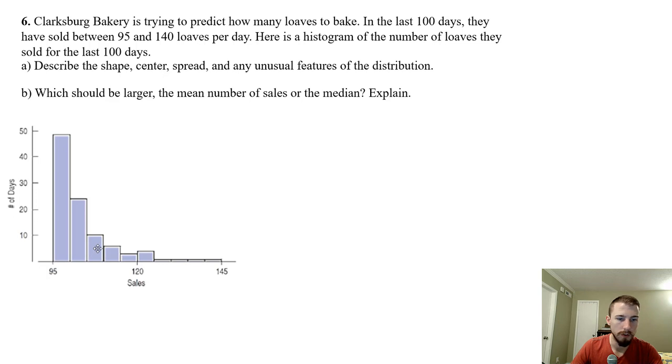Spread and unusual features. We probably have some outliers here. The data is definitely skewed. There's no gaps in the data. It's not like there's gaps between two groups of data.